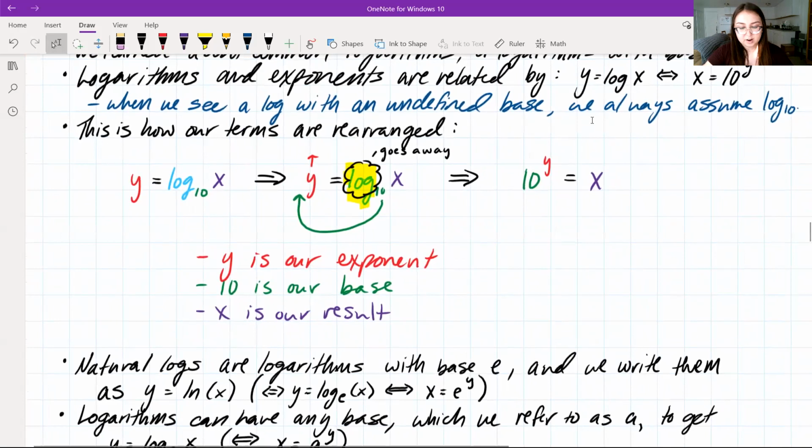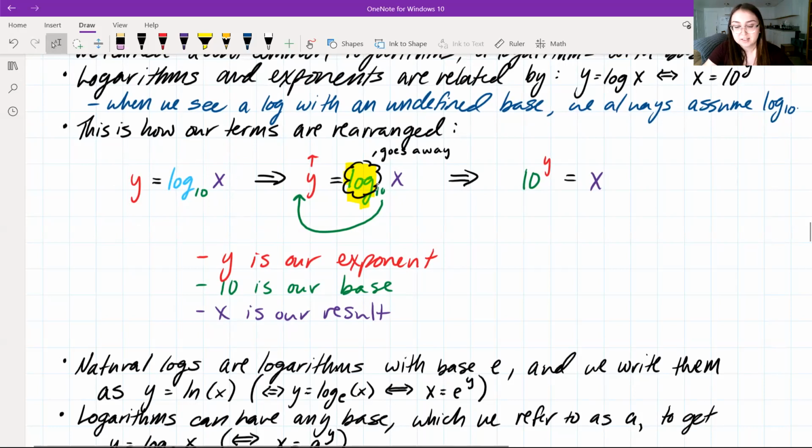So if we start with an equation that looks like this, y is equal to log base 10 of x, or any base at all, but in this case we're going to work with base 10. We want to rearrange this to get it in exponential form. Our log, or the word log, is going to go away, so we don't write that anymore.